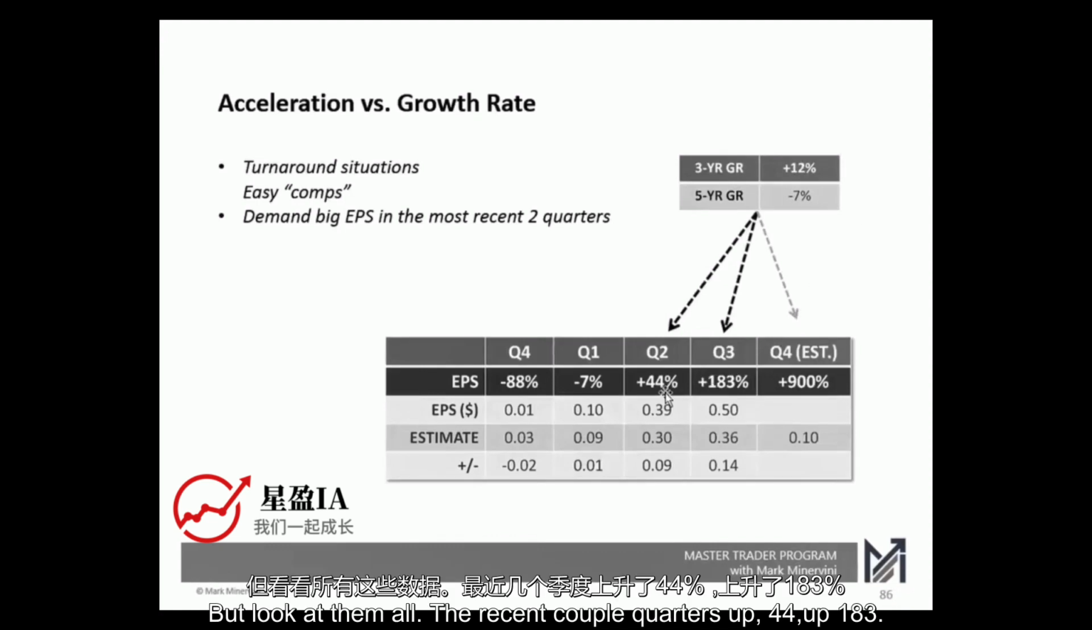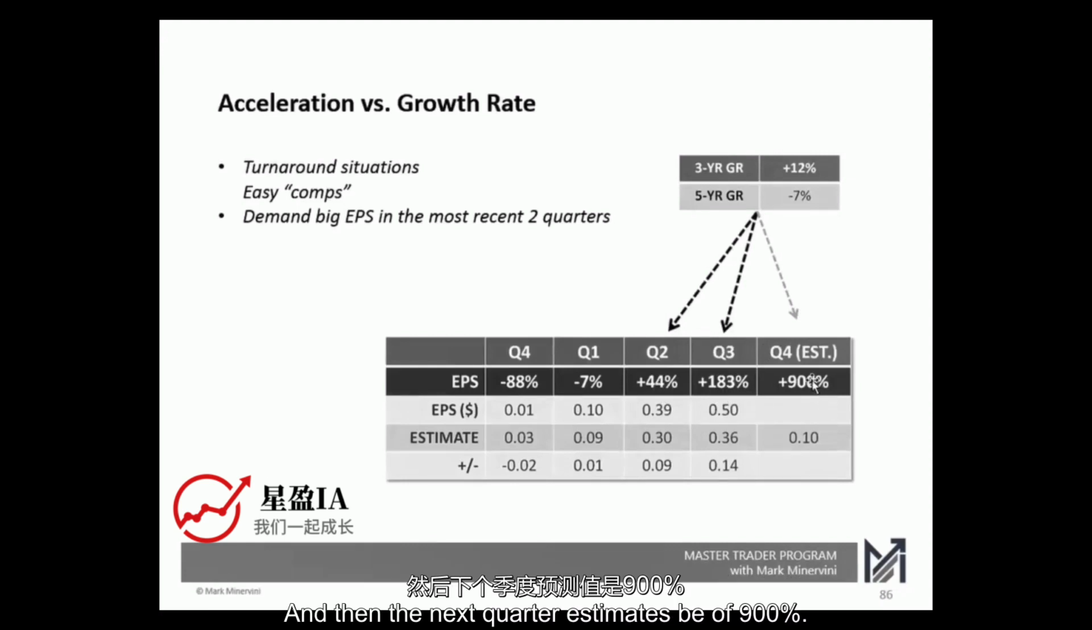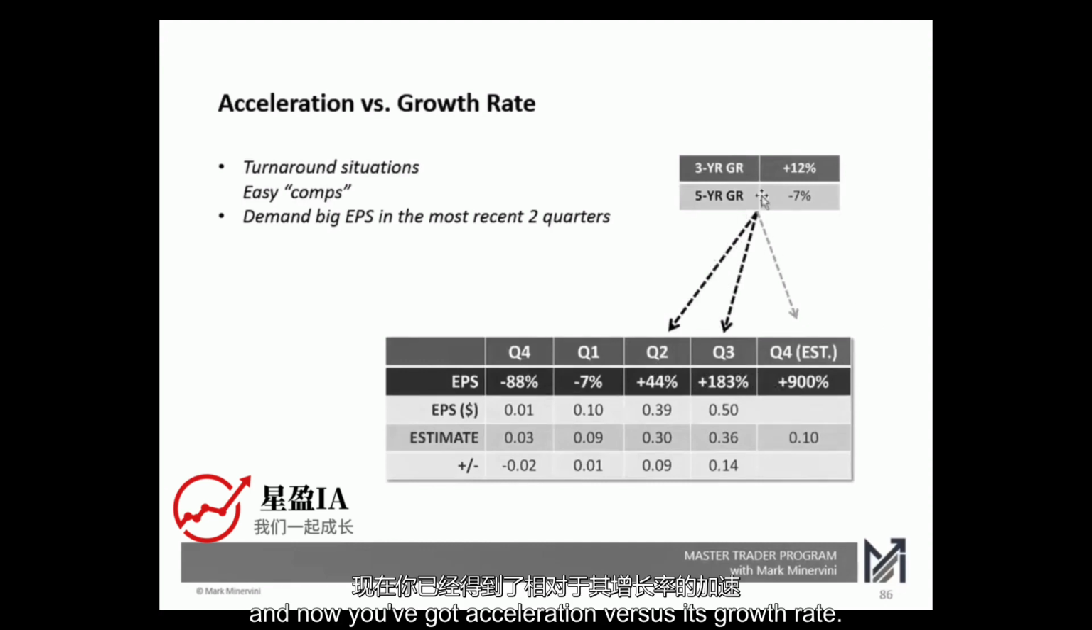But look at the recent couple quarters, up 44, up 183, and then the next quarter is estimated to be up 900%. So huge acceleration from minus 88 to minus 7. So you've got the sequential. You might even have the breakout year. And now you've got acceleration versus its growth rate. This would be hitting on all cylinders of acceleration.